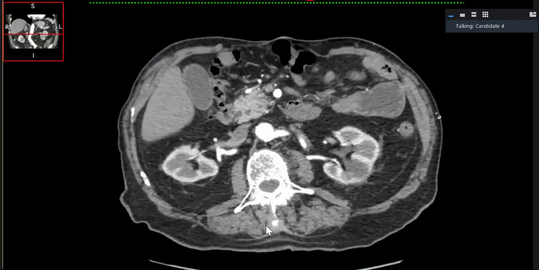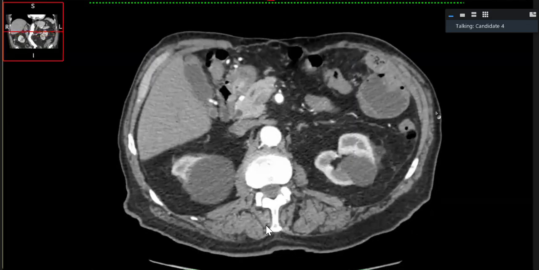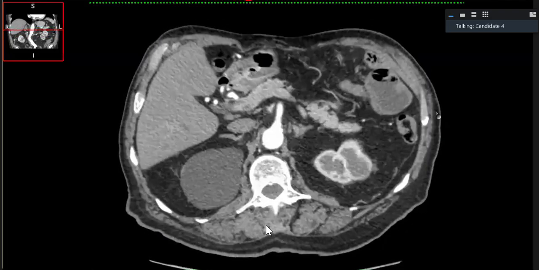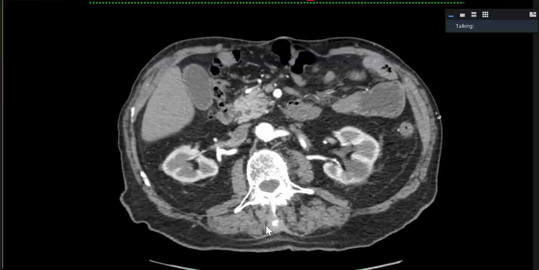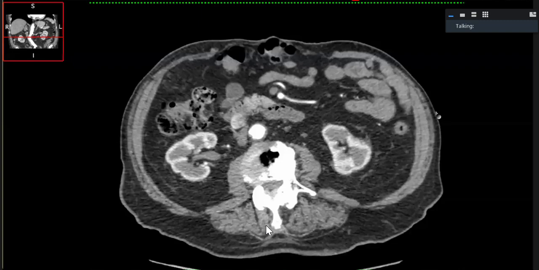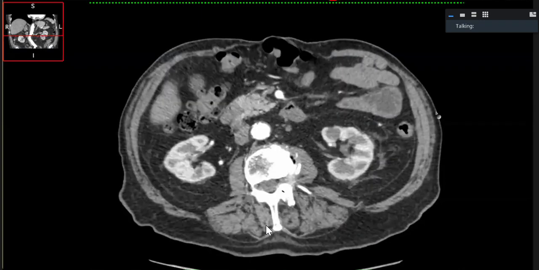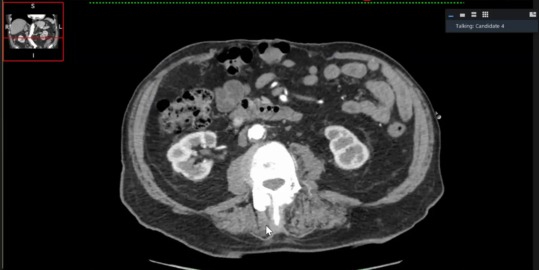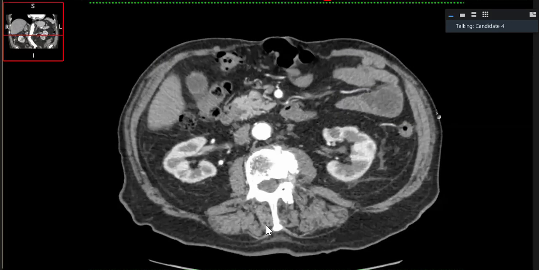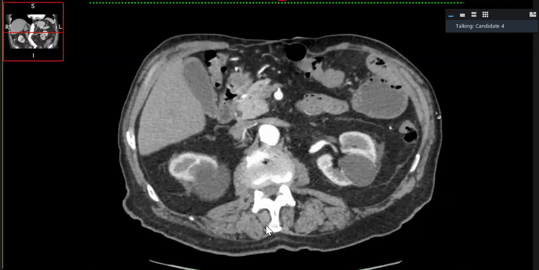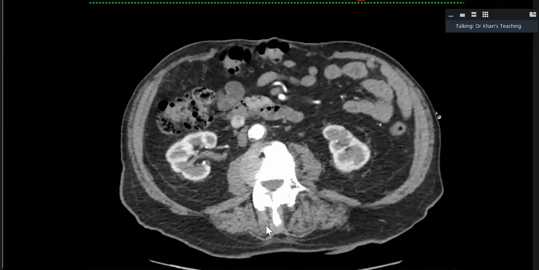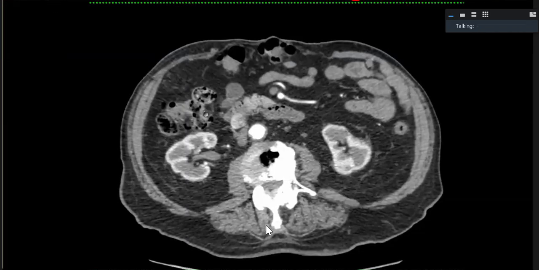In the region of the pancreas, there is an enhancing structure seen in the region of the pancreatic head, likely in the uncinate process. Can you point it out to me? Yes, sir, this. Is this the uncinate process?